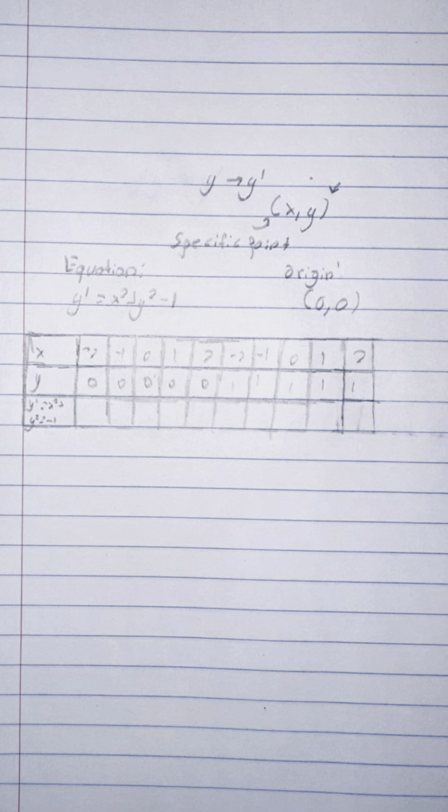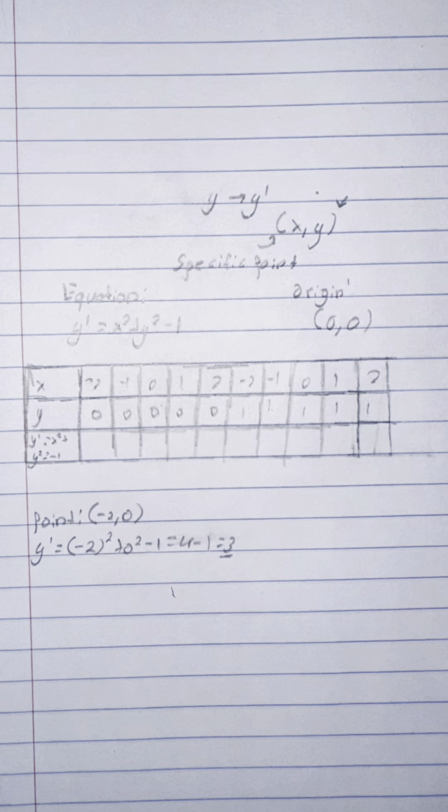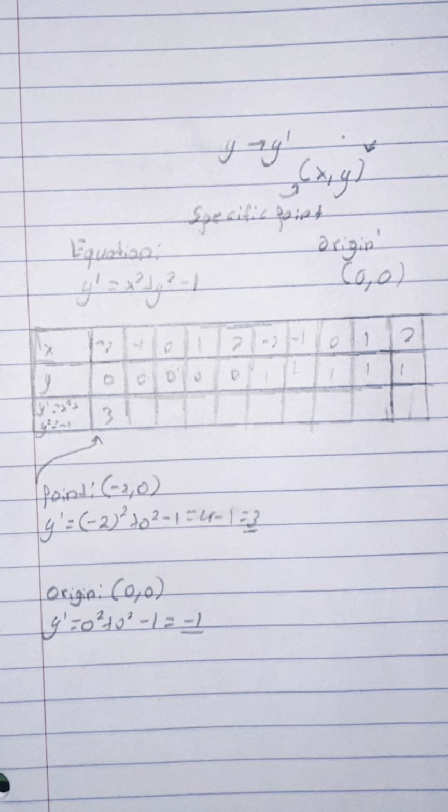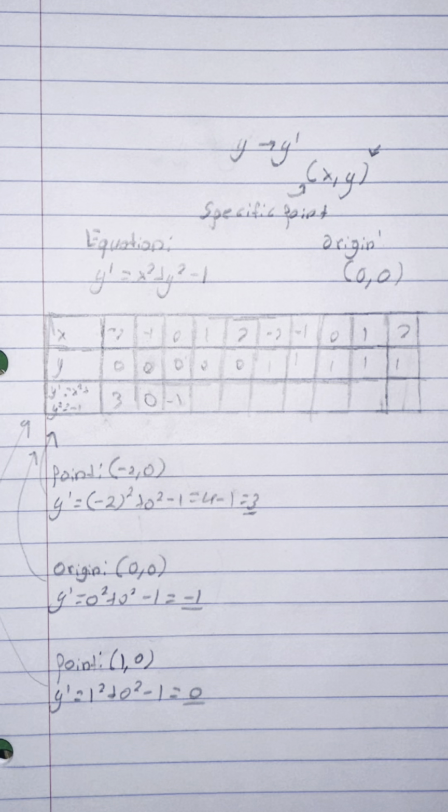First, we need to find the slope at several points. Since y prime equals x squared plus y squared minus 1, all we need to do is plug in the value of x and y for each point we want to test. Basically, at the point (-2, 0), substituting x equals -2 and y equals 0 gives us 3, which means that we get a steep upward tilt. Now at the origin (0, 0), we get -1, which means that it tilts downwards. Now at (1, 0), we get 0, which means we get a perfectly flat line.